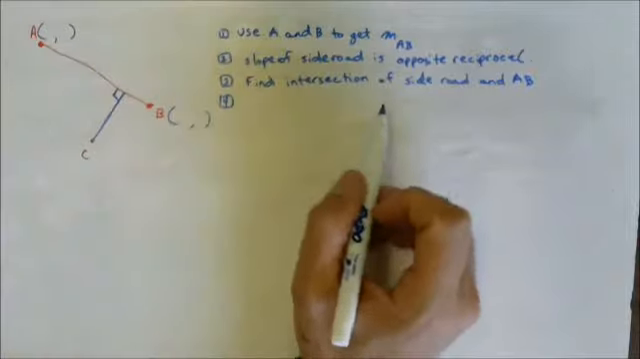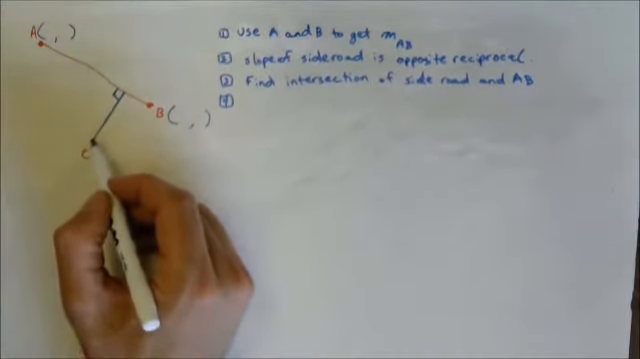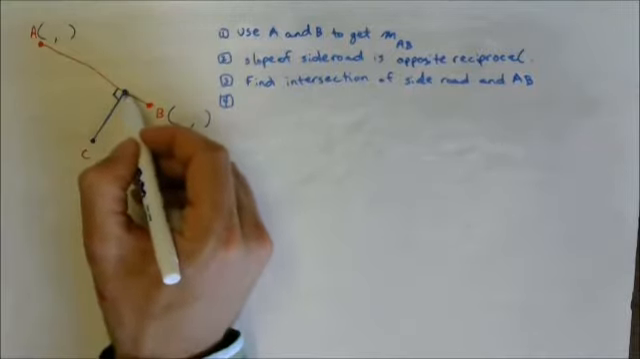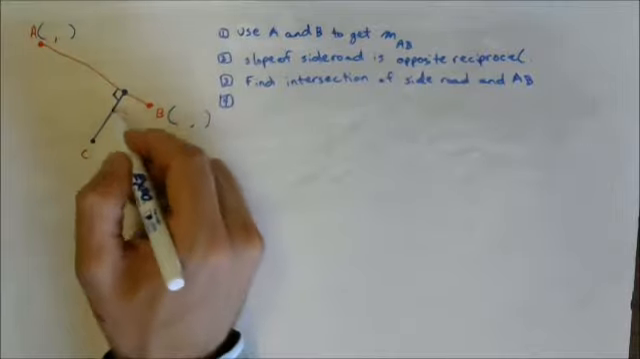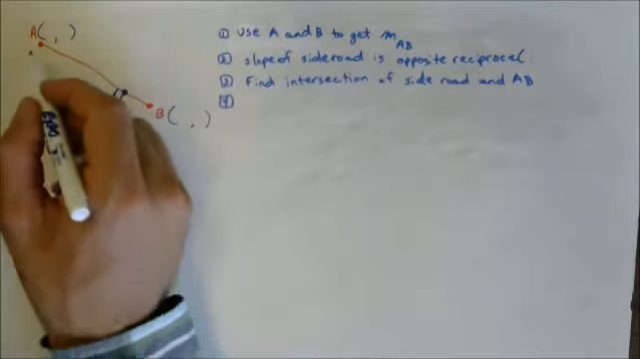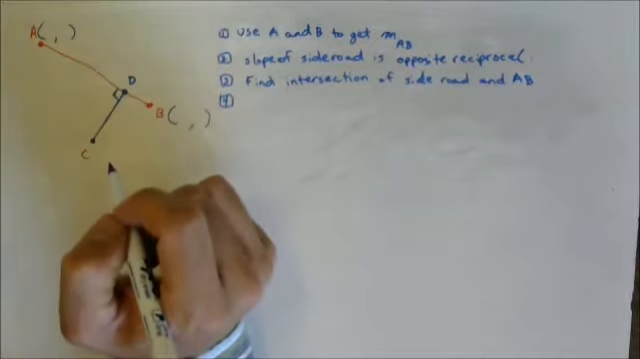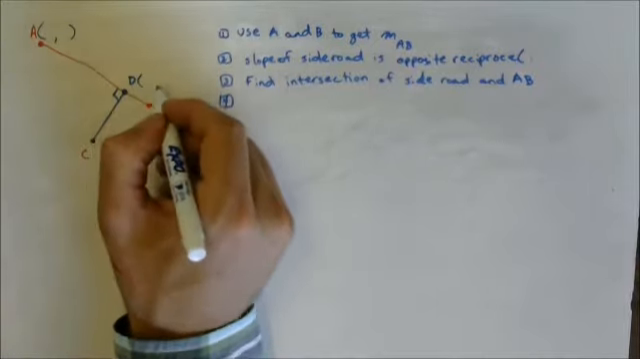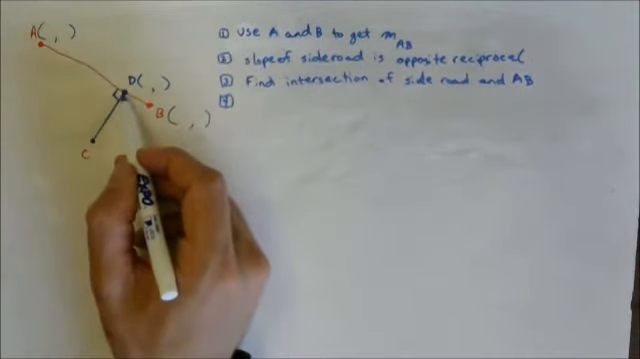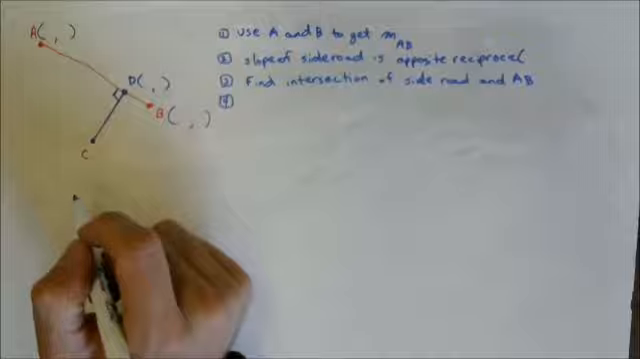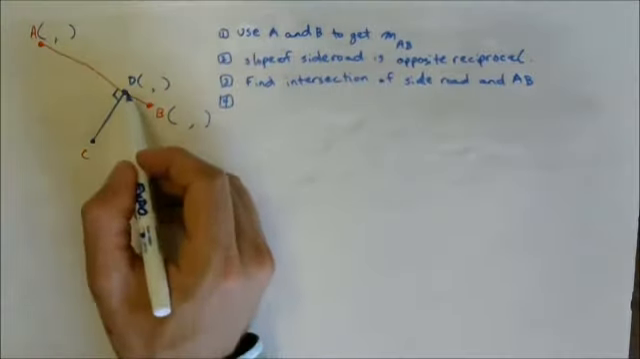After that, once we have the intersection, so the goal is to find the distance from C to the side road. So it's helpful to know the slope of this because we're going to need an equation of a line in order to find the intersection, in order to find point D where they intersect. And if we can find point D, then we can find the distance from D to C using our length formula. So we're going to find the intersection of the side road and AB. That's going to happen at D.